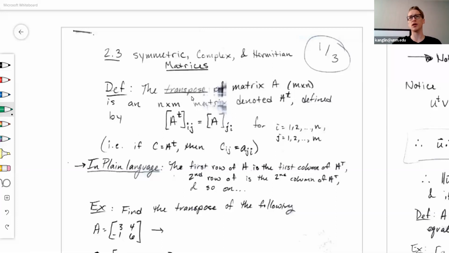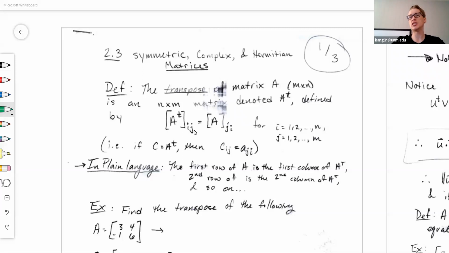The transpose of a matrix is what we want to define first. The transpose of matrix A, if A is an M by N matrix, is going to be an N by M matrix. Notice I switched the dimensions there, and it's going to be denoted A with this little T superscript, just as a label saying this is the transpose of A.